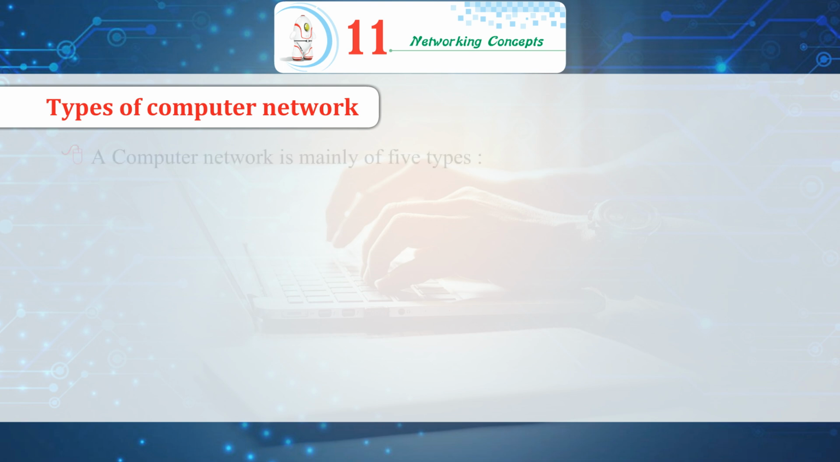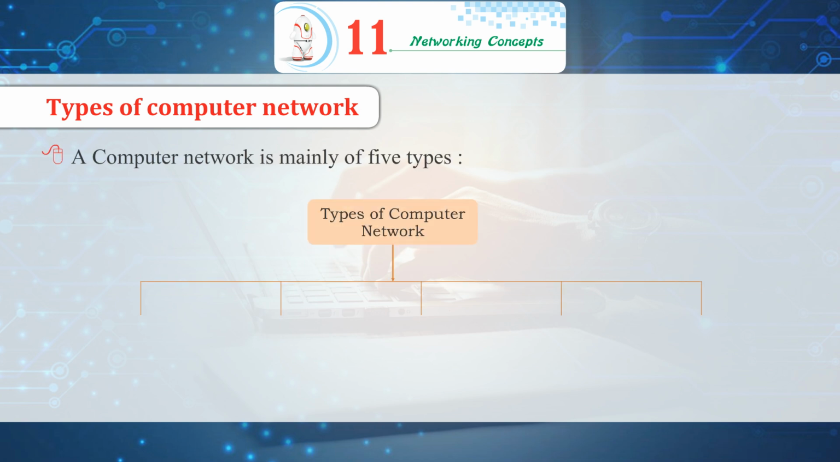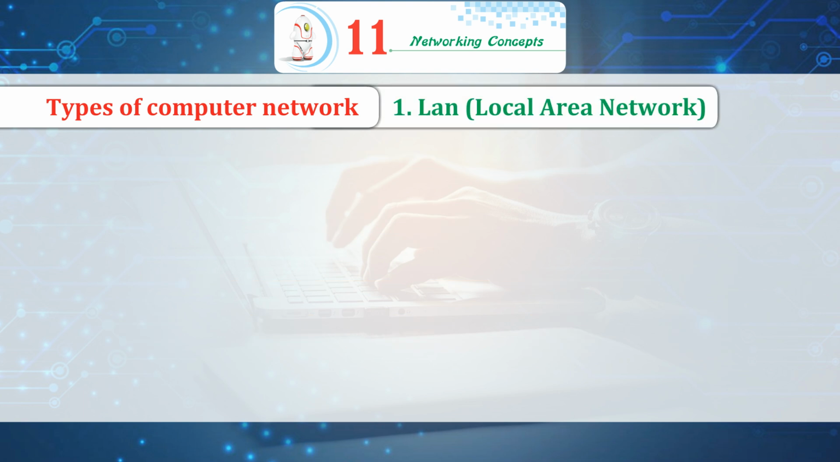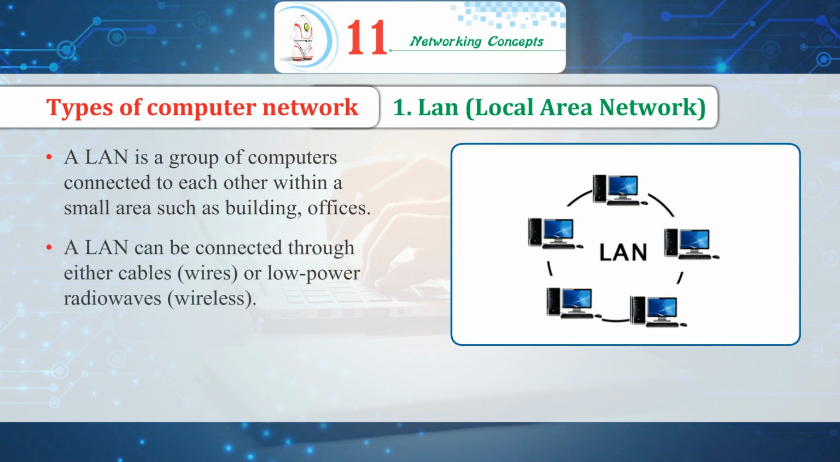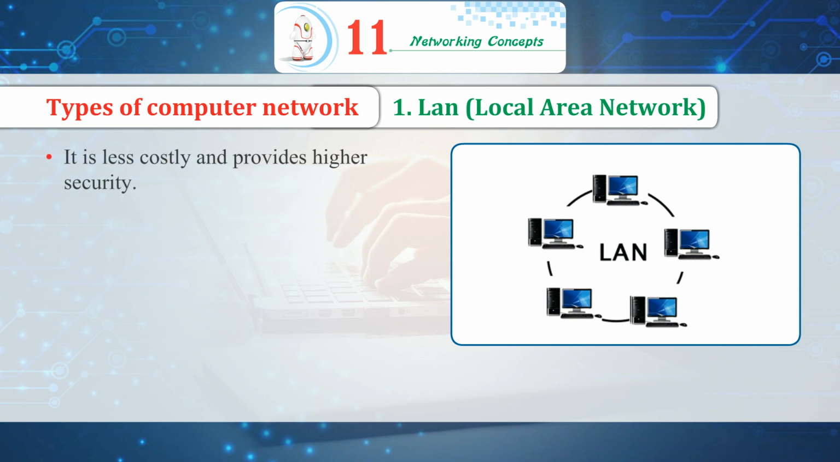Types of computer network. A computer network is mainly of 5 types: LAN, PAN, CAN, MAN and WAN. 1. LAN, local area network. A LAN is a group of computers connected to each other within a small area, such as buildings, offices. A LAN can be connected through either cables or wires or low-power radio waves, or wireless. It is less costly and provides higher security.